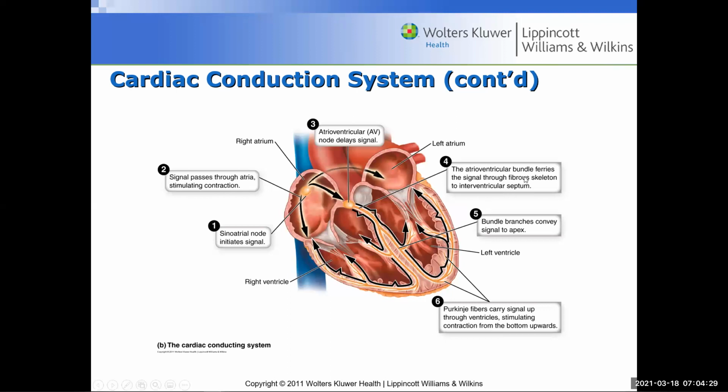Then the atrioventricular bundle carries the signal through the fibrous skeleton to the interventricular septum. The bundle branch conveys the signal to the apex. Purkinje fibers carry the signal through the ventricle, stimulating contraction from the bottom upwards. So when the signal reaches here, you do have contraction. There is a delay in the signal to ensure that atrial systole occurs initially, and then when relaxation occurs, you then have ventricular systole occurring.